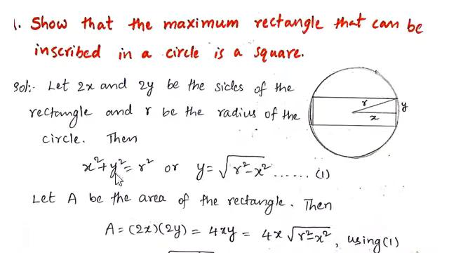So from this, y is equal to, if you send this across, r square minus x square, and y is equal to under root of r square minus x square. Let us take this as equation number 1.